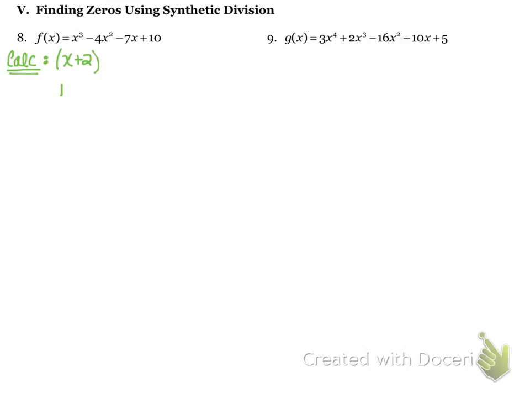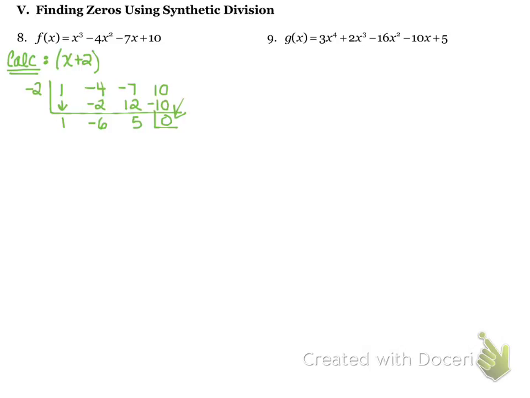So up here in my dividend, I'm going to have coefficients of 1, -4, -7, and 10. Since I know my factor is x plus 2, I'm going to use a -2 on the outside. I drop the 1, multiply it by -2, I add. Multiply it by -2, I add. Multiply it by -2. And since I said it was a factor, you must get 0 there or else it is not a factor and you probably didn't find it correctly in your calculator.